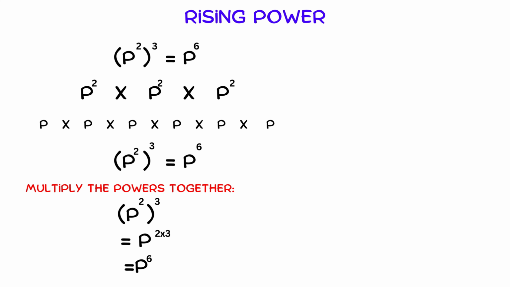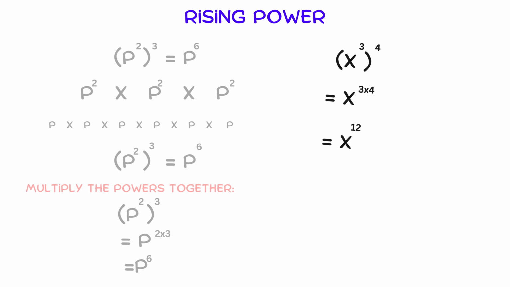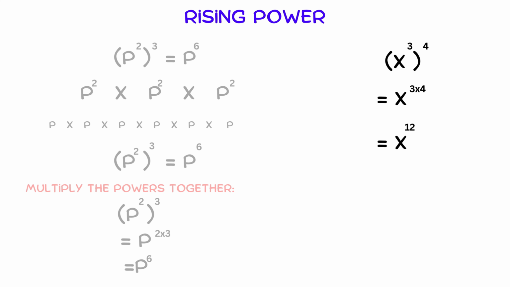So if we move on to this next one, let's answer this one just using the shortcut because we have x to the power of 3 all to the power of 4. We need to multiply the 3 and the 4, so x to the power of 3 times 4, which is x to the power of 12, and that's it.